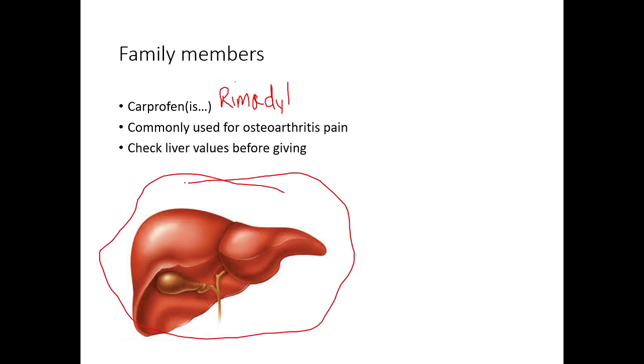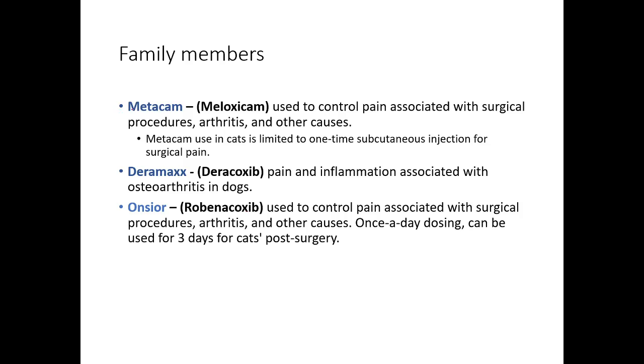We want to check our liver values before giving because it is highly metabolized in the liver and can cause liver damage. Some other things we use in the practice: Meloxicam. It's safer for cats, so we'll use it more often with cats, but it is limited to one-time use typically.